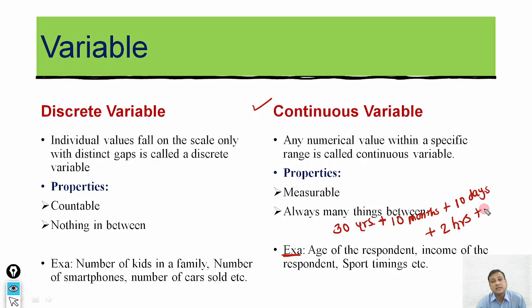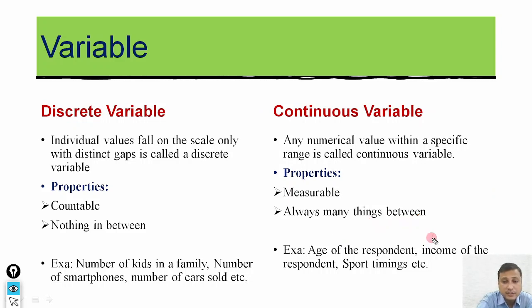Again, if I add seconds, multi-seconds, there are many things. So why have I taken this example? Because I just wanted to highlight that there are always many things between. A continuous variable has two properties: it is measurable and always has many things between.